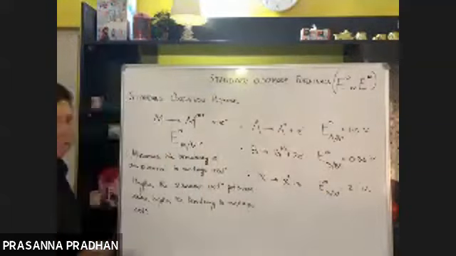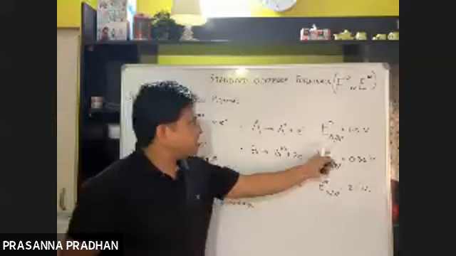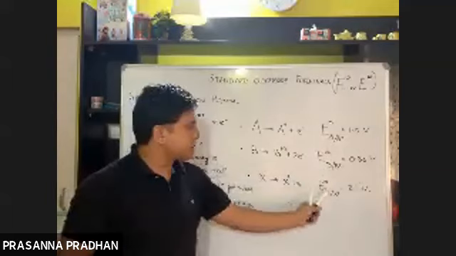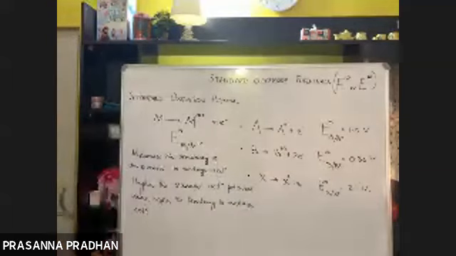So what does this signify? This is the standard oxidation potential of A, this is the standard oxidation potential of B, and this is the standard oxidation potential of X. Now you tell me, just by looking at the values, out of these three electrodes, which electrode has a higher tendency to undergo oxidation? A, B, or X?